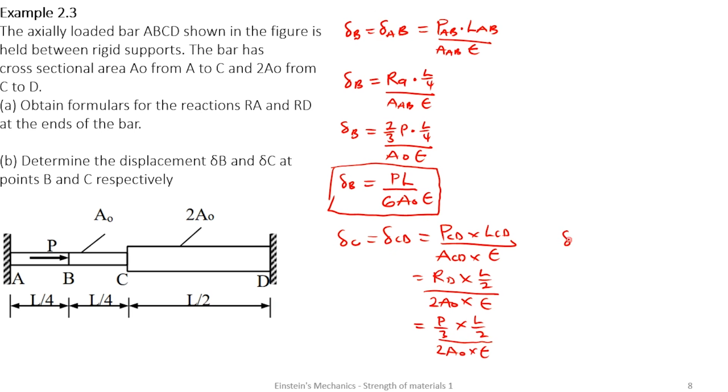So this is what we are getting here. When we play with that, we are going to get PL on 12A naught E. So this is the displacement at C, or the change in length at C, and we are good to go. This question is now solved. We can proceed to the other question or the other slide.